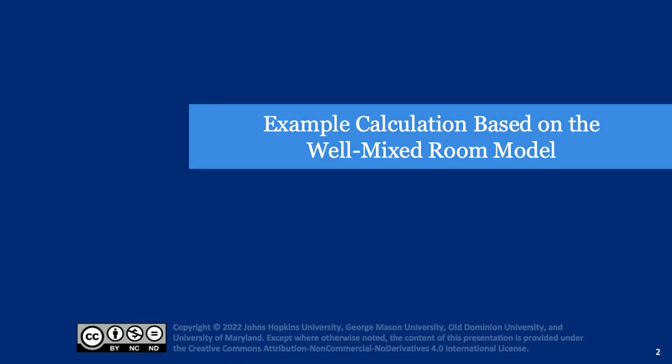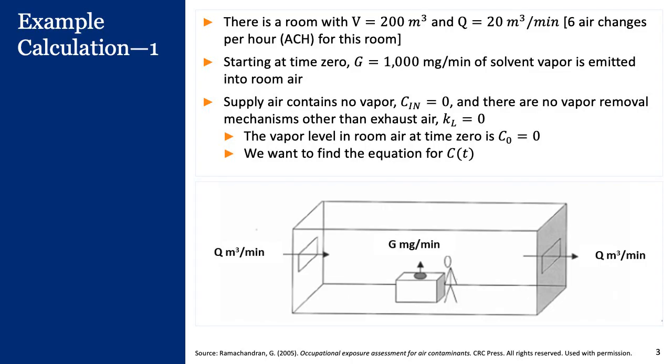So what we'll do next is put in some numbers into that equation and run through an example calculation based on the well-mixed room model. So let's do a quick calculation. Let's assume that there is a room volume of 200 cubic meters and an airflow rate of 20 cubic meters per minute. And so what it means is that there are 6 air changes per hour for this room.